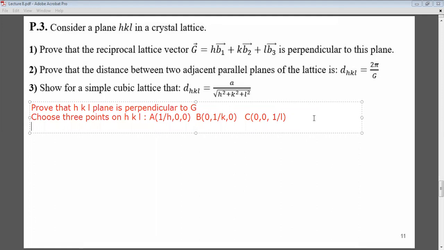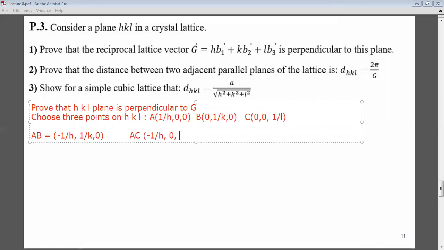Now, vector AB is equal to 0 minus 1/h, so minus 1/h, 1/k minus 0, so 1/k, and 0. Taking two vectors is enough. And vector AC is 0 minus 1/h, so minus 1/h, 0 minus 0 is 0, and 1/l minus 0. So these are the vectors.